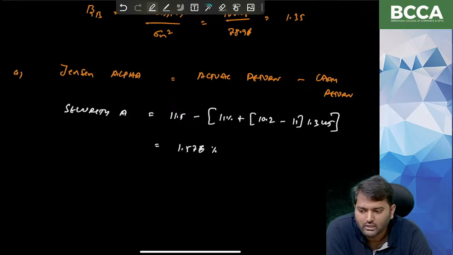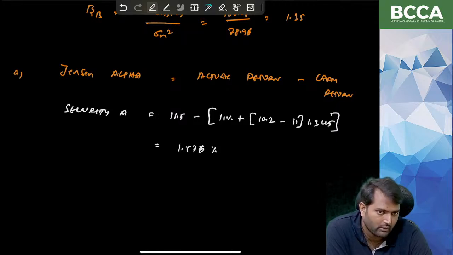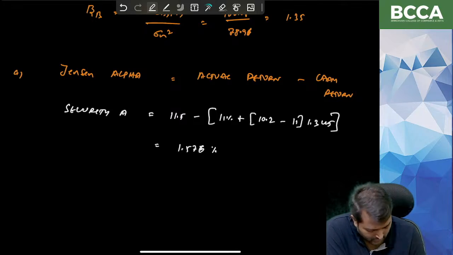Because our required return is 9.924 percentage, but whereas the security is giving 11.5. Security is giving more than what we are expecting. So that's why we have to make a fresh investment. Yes or no? If a Jensen's alpha is positive, that means the security is underpriced and we have to buy the security. Okay?